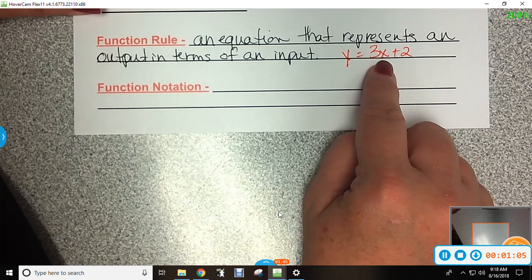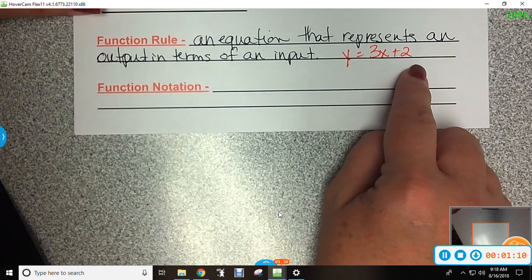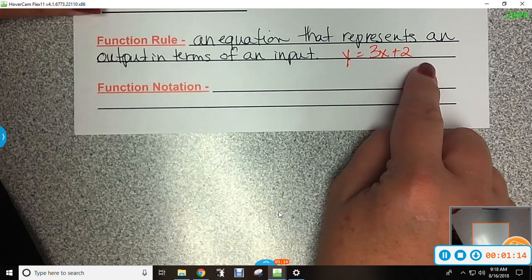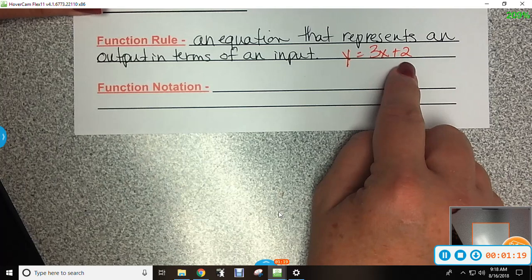Remember, when it says in terms of a variable, that just means you're going to have that variable somewhere in the problem. So I have my output over here. My input is over here, but it's got some other numbers with it. I've got a coefficient. This time I've got something added to it.